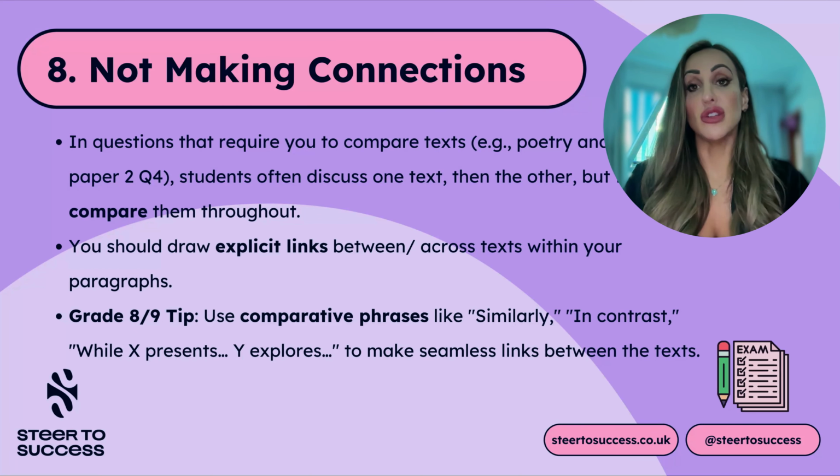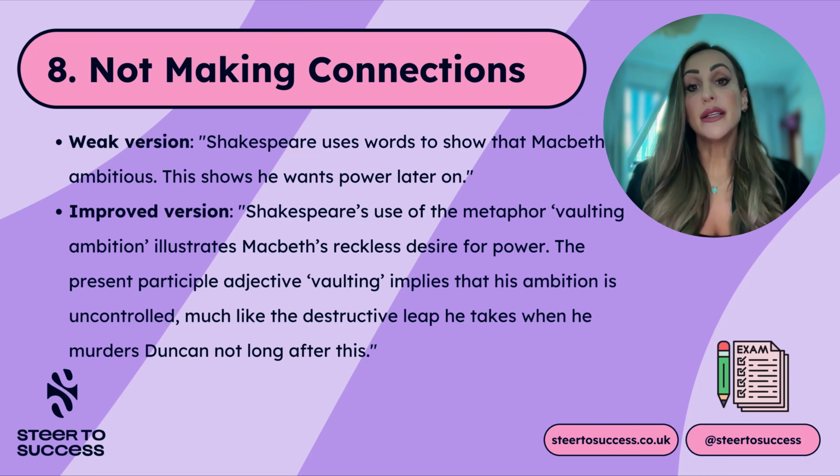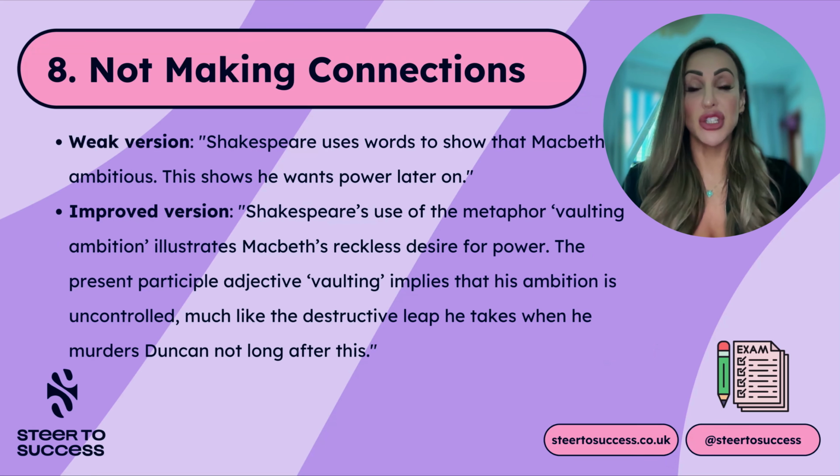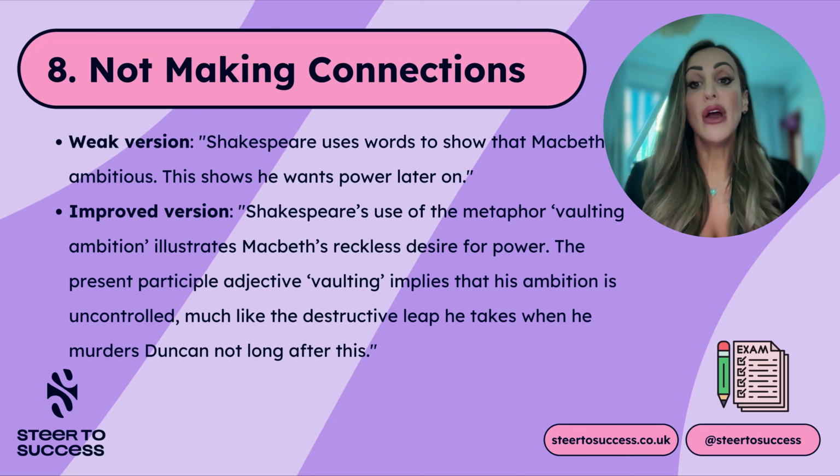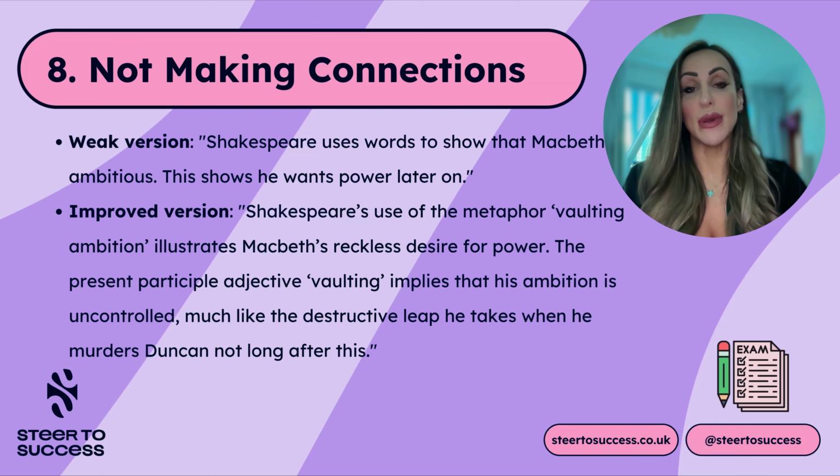Or across the text, you might like to compare. So a weak version of a comparison could be: Shakespeare uses words to show that Macbeth is ambitious. That's very boring. We talked about that earlier. This shows he wants power later on. Very dull. An improved version could be: Shakespeare's use of the metaphor of vaulting ambition illustrates Macbeth's reckless desire for power. The present participle adjective vaulting implies that his ambition is uncontrolled, much like the destructive leap he takes when he murders Duncan not long after this.